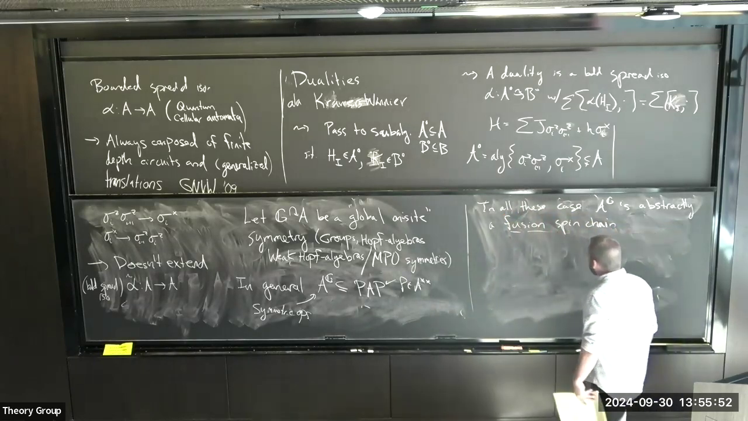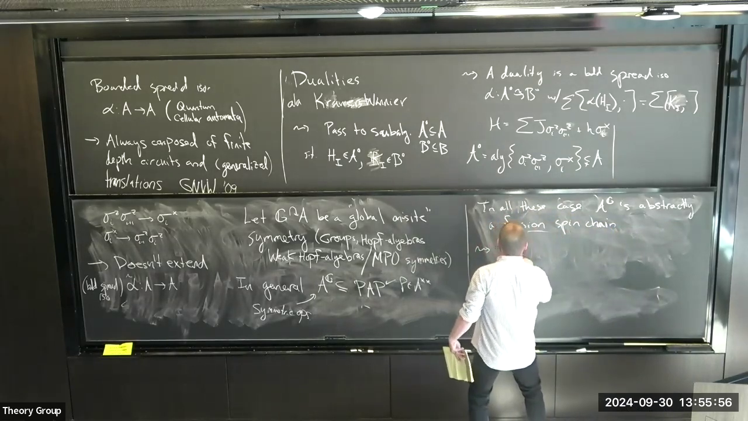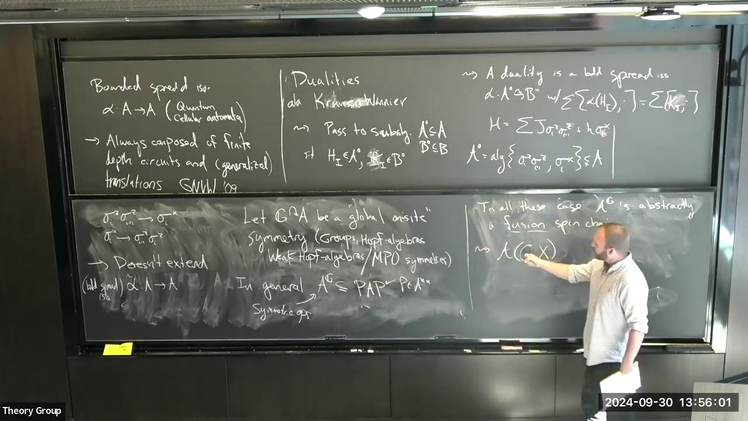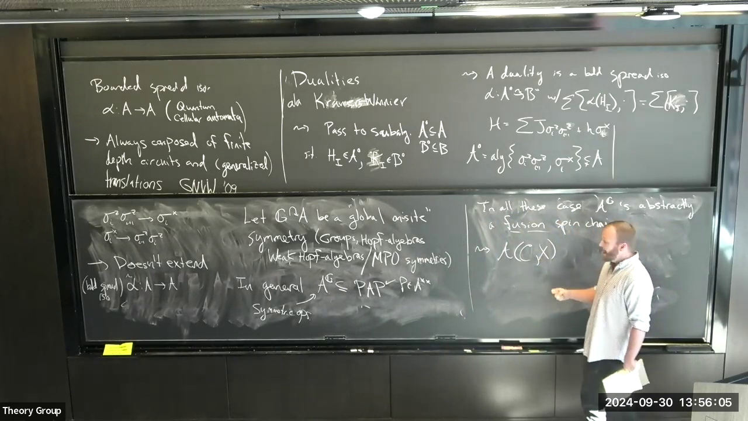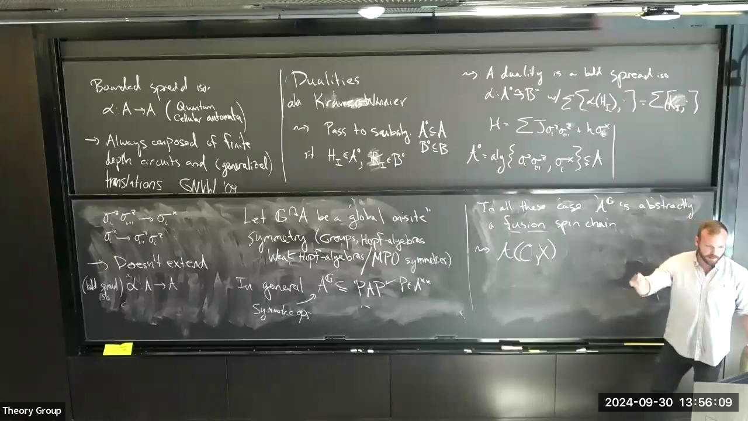So what is a fusion spin chain? I'll give you the abstract definition. It depends on two things, C and X. C is going to be a fusion category, and X is just going to be some object in that fusion category. And this object doesn't have to be a simple object. It can just be any old object. It can be a direct sum of simples.